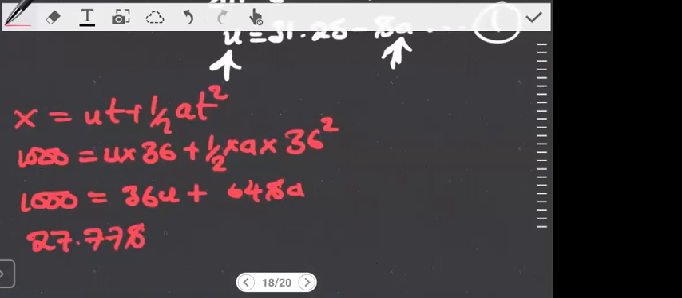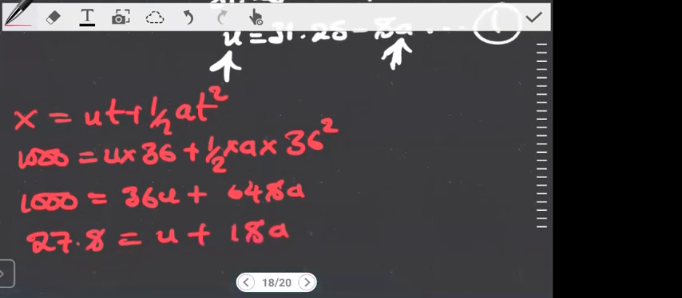And then the other side, yeah, but we can just write it as 27.8, just to get at that point. Okay, so if you divide this by 36, what we're going to have here is u, then 36 into that is going to give us 18a. So we can keep this as our equation 2.